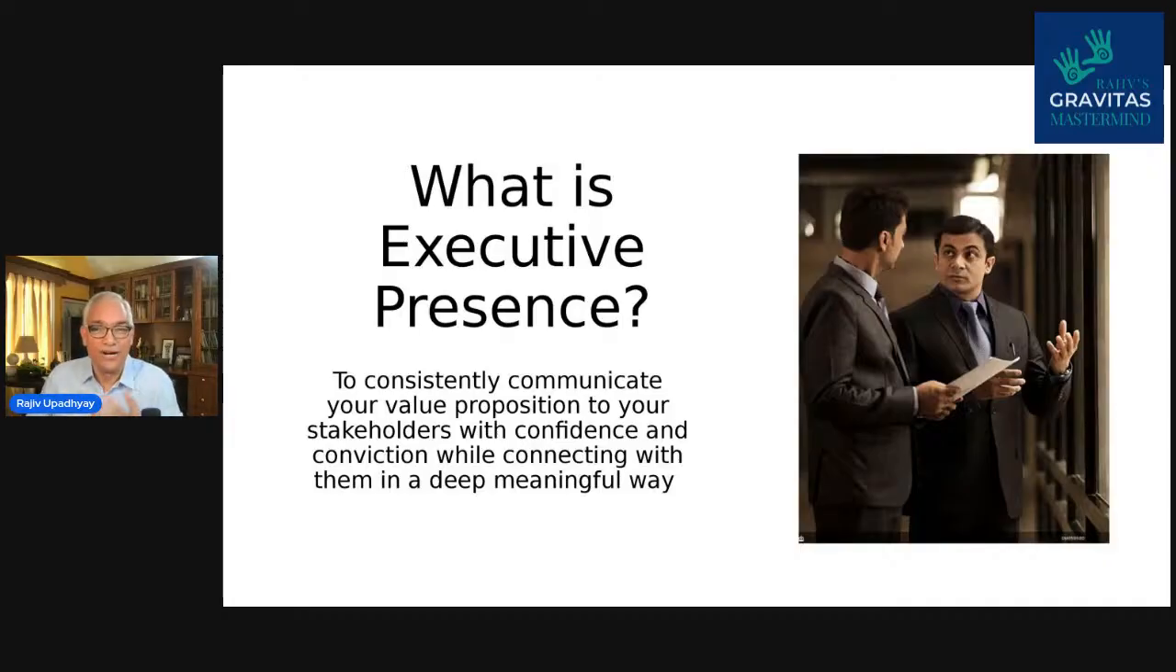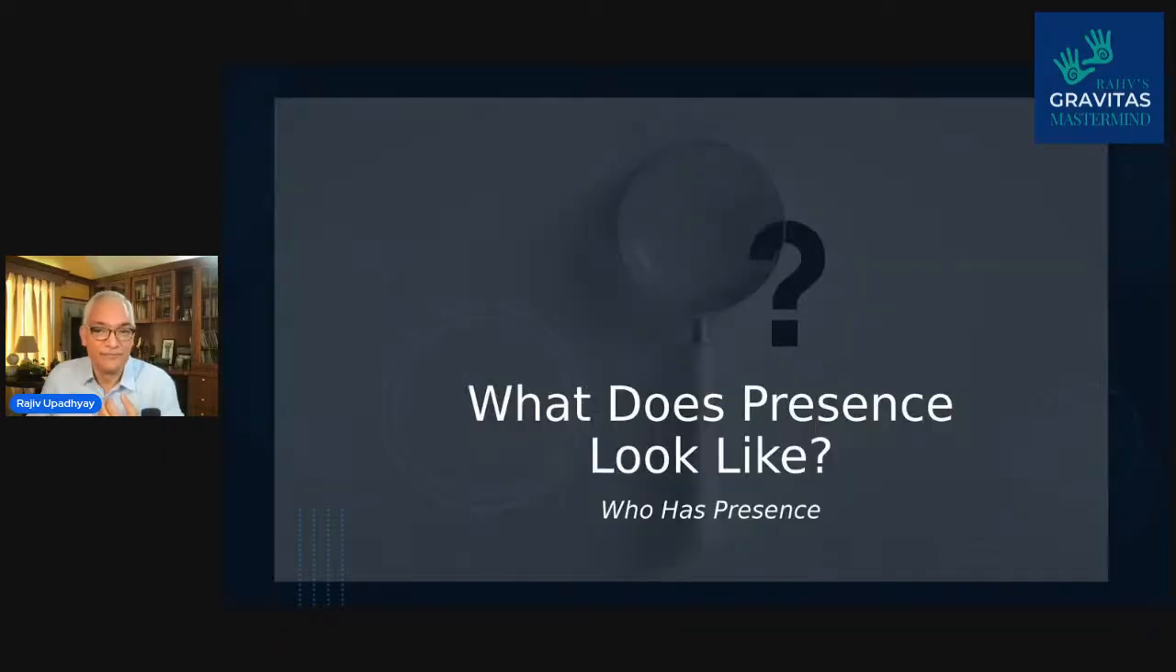So, for us to understand it at a deeper level, let's have a look at some examples, right? What does this executive presence look like? Let's take certain examples of people who have executive presence, and maybe we will know exactly what they are doing, and then it'll be easier for us to understand what I need to do to become better at it.